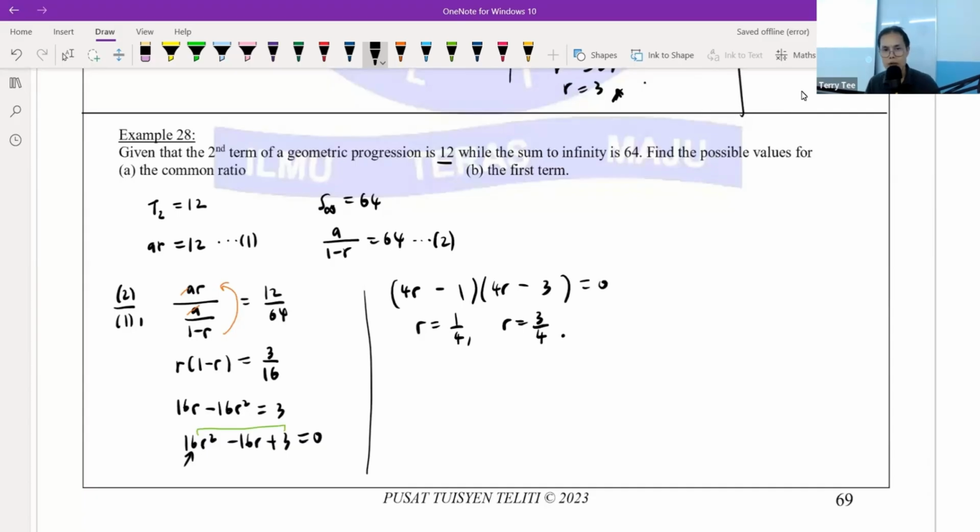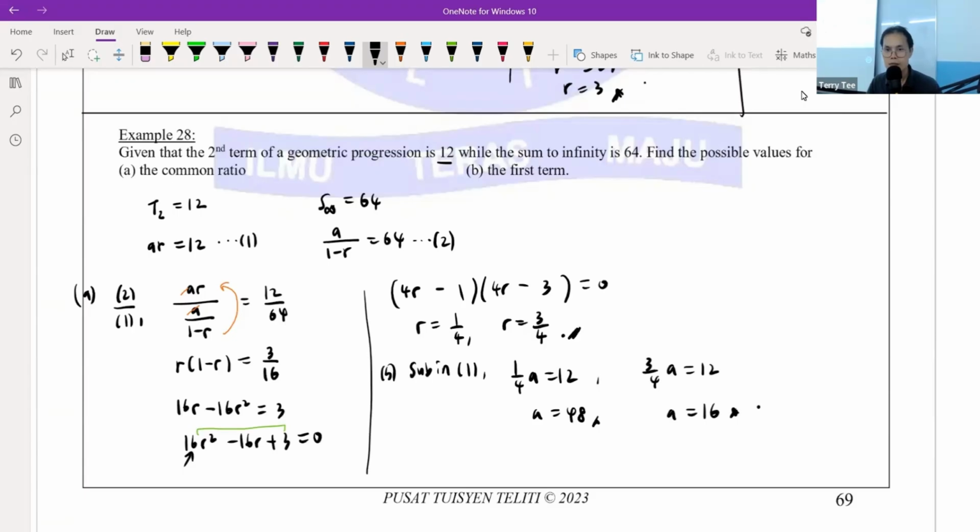Okay, so we take these two and sub inside your equation number 1. Sub inside equation number 1. Your a is now the first one, 48. The second one, 3 over 4 a equals 12. There's an a here, sorry. Your a is 16. Correct? So there are 2 answers for r, 2 answers for a.